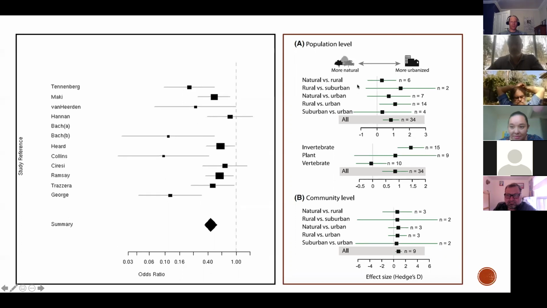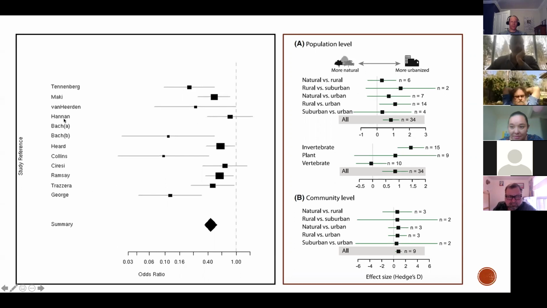For example, if we look up here, we see rural versus urban in the population size of exotic species. We can see that there's a positive effect. The error bar doesn't overlap with 0, so that would tell us there's an effect. Whereas natural versus rural, there doesn't seem to be a big effect. So this is a nice way to show it. Here, I'm assuming that the symbol sizes on the odds ratio one are scaled to the sample size of those individual studies, which also helps give you some more information.